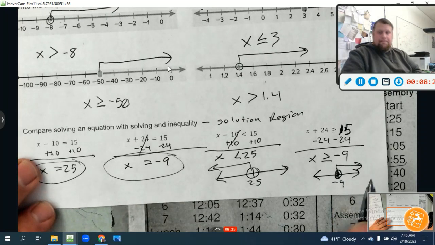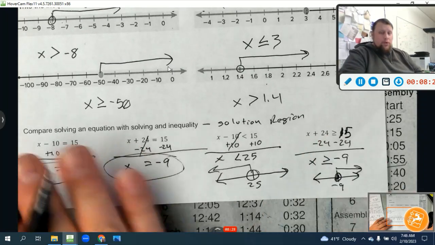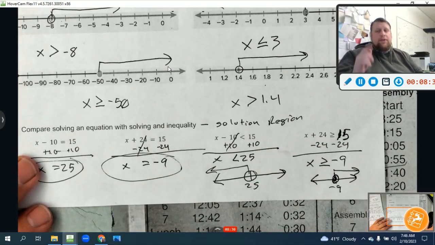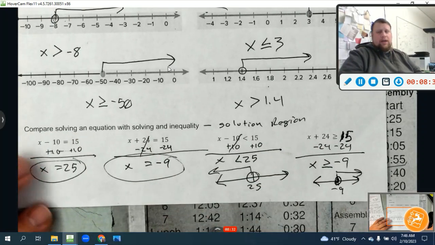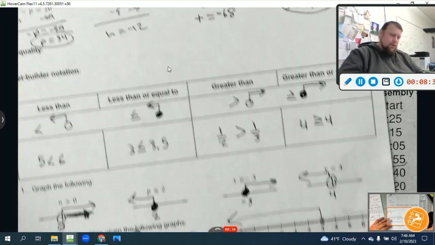Okay? There is going to be a difference. Notice, we solved these the same way. It didn't change anything. There will be one situation that does change everything. Pause if needed. Let's move on.